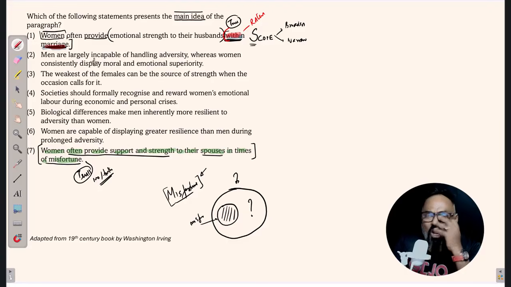Okay, look at this. Men are largely incapable of handling adversity, whereas women consistently display moral and emotional superiority. Now, as I said, there is nothing wrong here. Even forget about main idea. Forget about whether it's a main idea or not. Isn't that truth? Men are largely incapable. You know what this is?